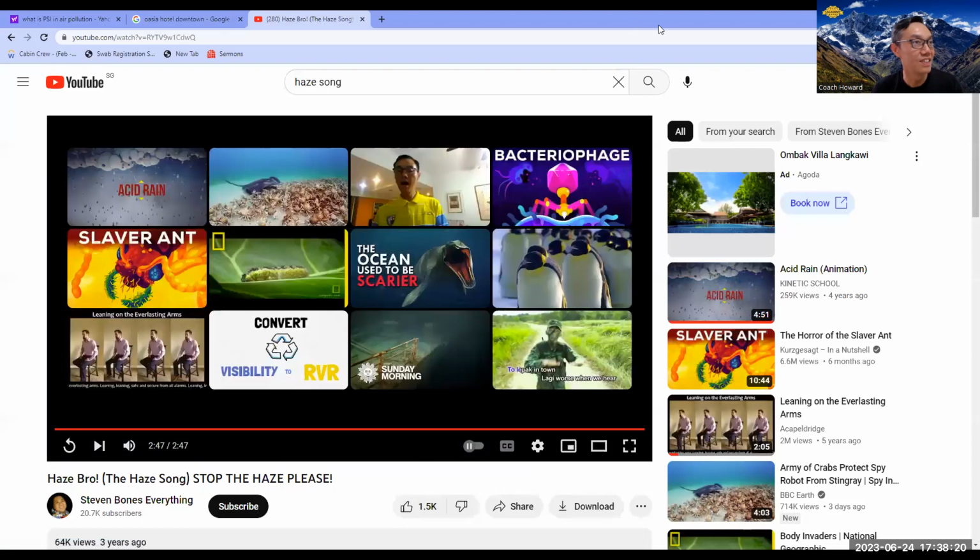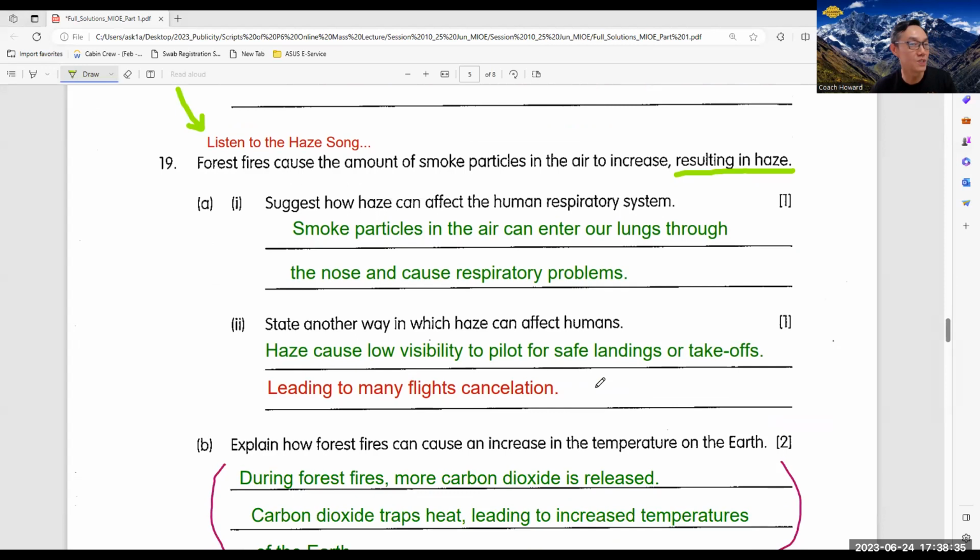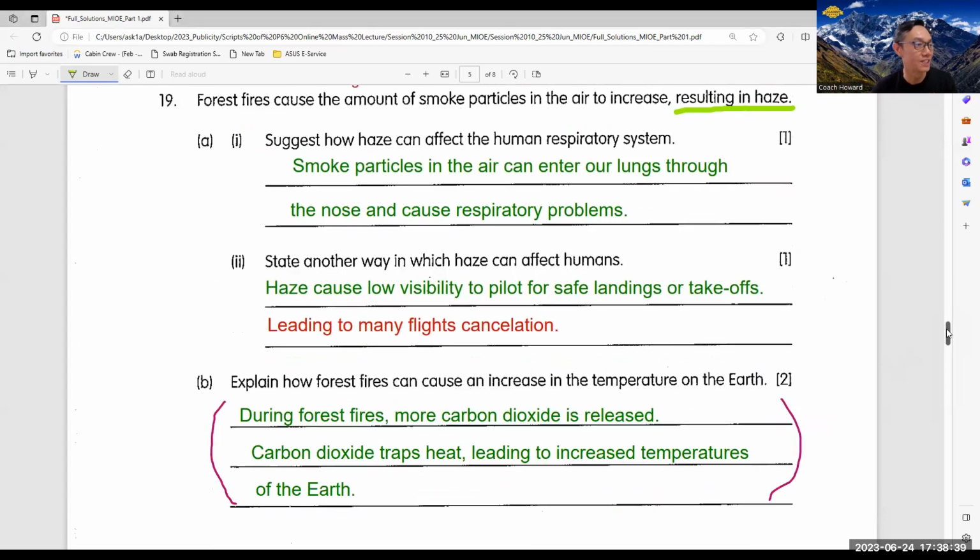Okay, so that is a haze song. So hopefully you can get some inspiration how bad the haze was, right? Even animals can get cancer. Okay, so coming back, hopefully the song gave you some enlightenment, some joy. Okay. Explain how forest fire can cause an increase in temperature.